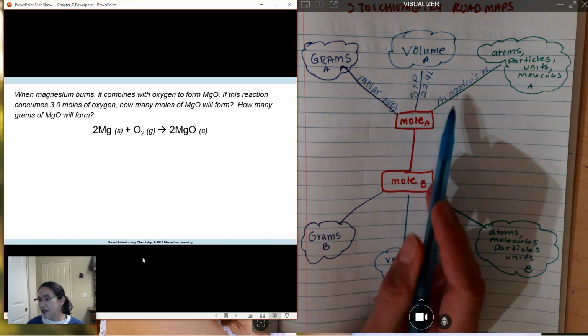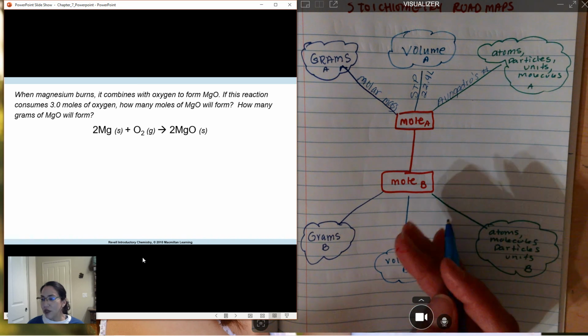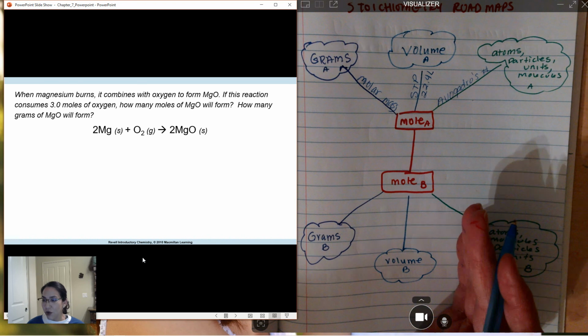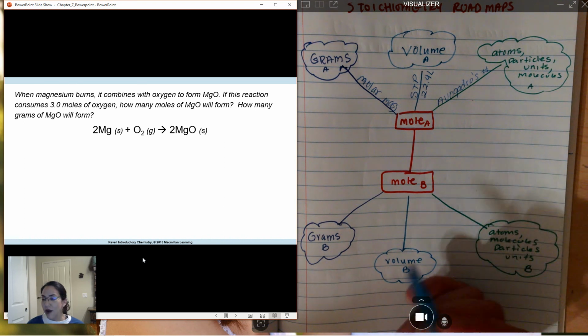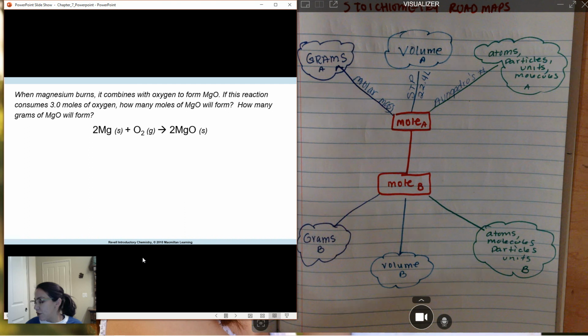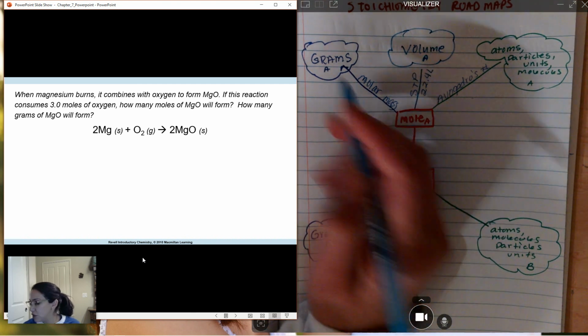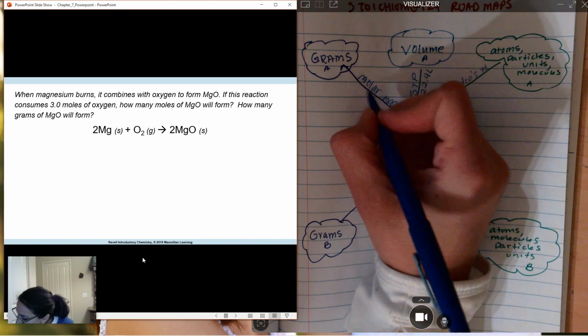The rest of these, the numbers stay exactly the same. The only thing that changes is going to be your conversion factor, whether you're going to multiply or divide by a certain number. And that all depends on what you want and what you have. Okay, so let's do an example. If we're going to go from grams to moles, let's do grams to moles.